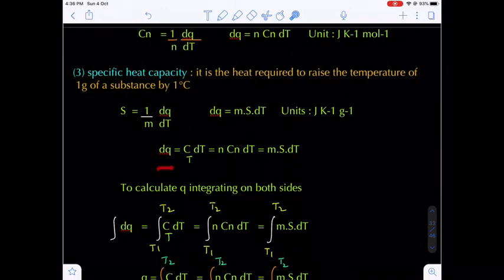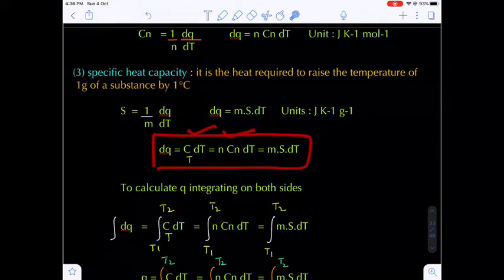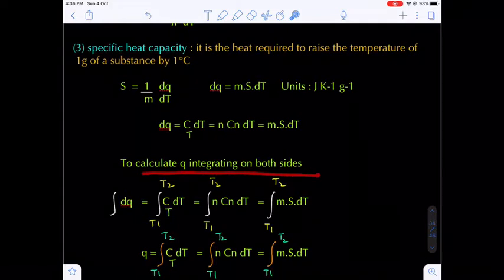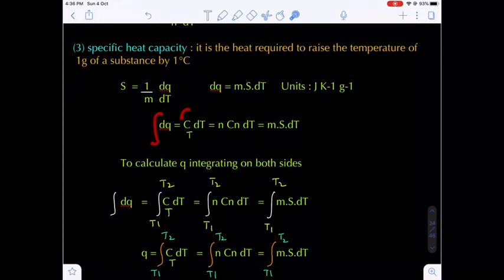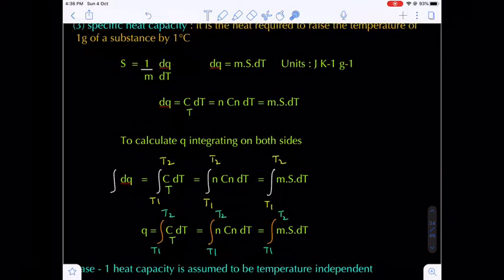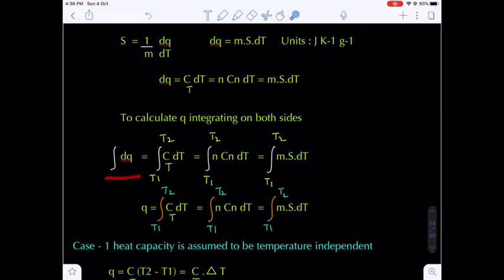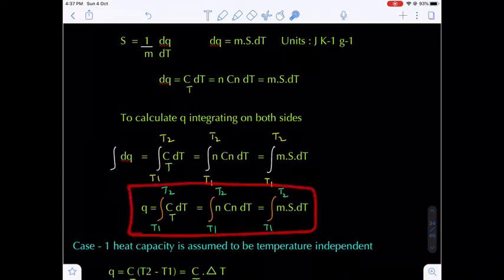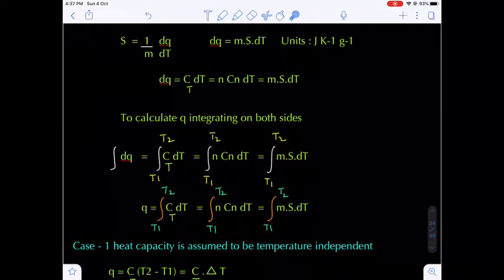Now here dq will be equal to the total heat capacity into dt, or n Cn dt, or ms dt. To calculate the total heat, we have to integrate on both sides. So integral dq, integral CT dt, integral n Cn dt, integral ms dt. The limits range from T1 Kelvin to T2 Kelvin. Integral dq is nothing but q. So this is the expression to calculate the heat of the system.